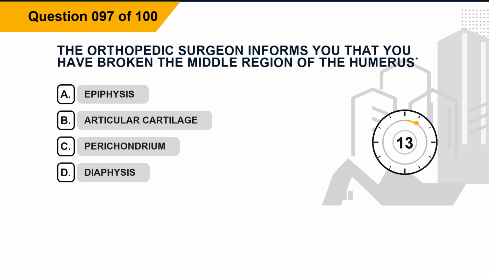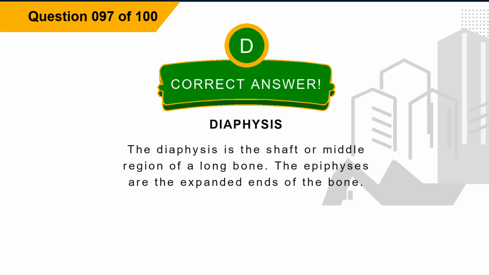Question 97. The orthopedic surgeon informs you that you have broken the middle region of the humerus. Option A, epiphysis. Option B, articular cartilage. Option C, perichondrium. Option D, diaphysis. The correct answer is option D, diaphysis. Explanation. The diaphysis is the shaft or middle region of a long bone. The epiphyses are the expanded ends of the bone.